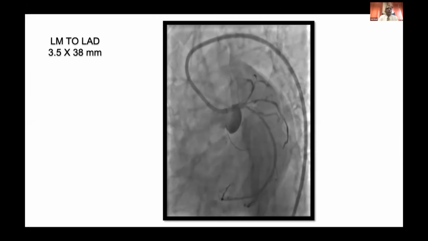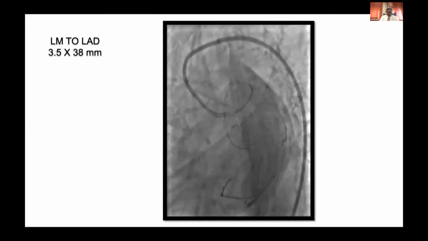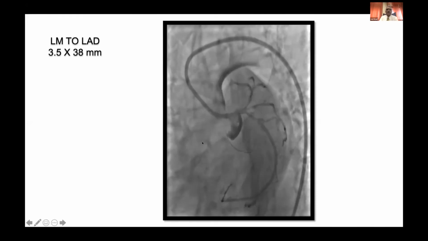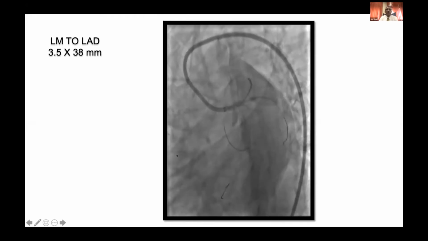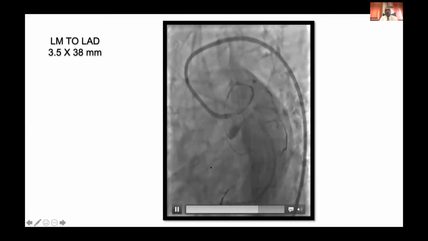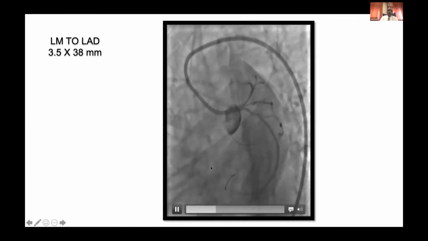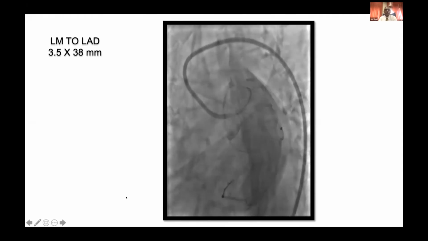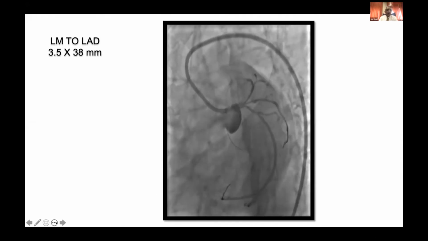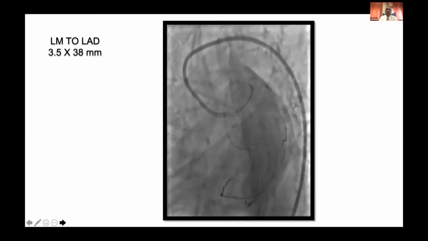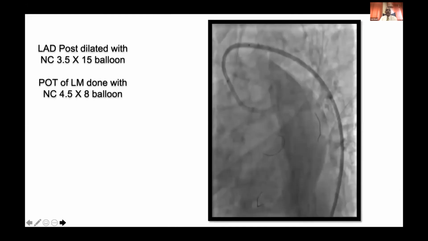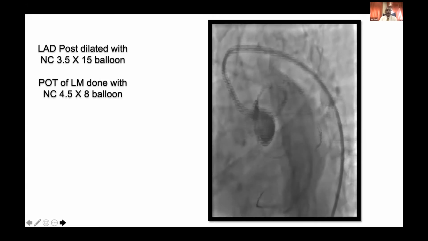Started with a left main to LAD stent. The stent was sized by the distal vessel, which was 3.5 millimeter in diameter. We took a 38 millimeter stent. This is an everolimus eluting stent. We made sure that we had adequate length of the stent in the distal left main so that we could do a POT. And we went ahead and post-dilated.